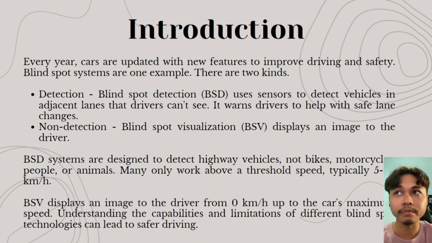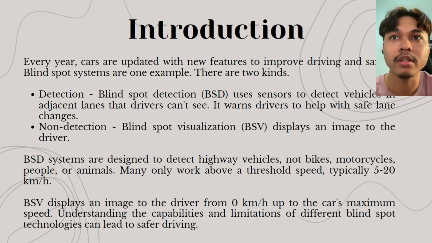For the introduction, every year cars are updated with new features to improve driving and safety. Blind spot systems are one example. There are two kinds. Detection: blind spot detection (BSD) uses sensors to detect vehicles in adjacent lanes that drivers can't see. It aims to help drivers with safe lane changes. Non-detection: blind spot visualization (BSV) displays an image to the driver.